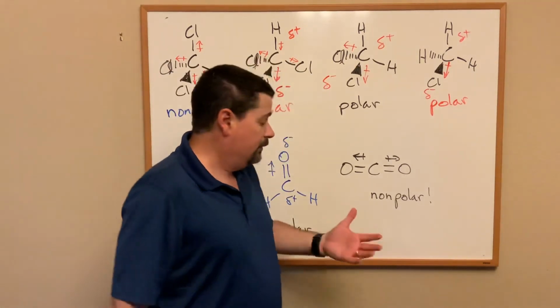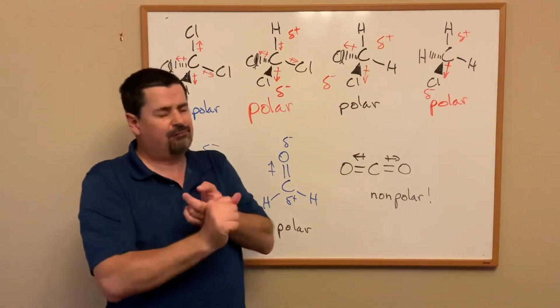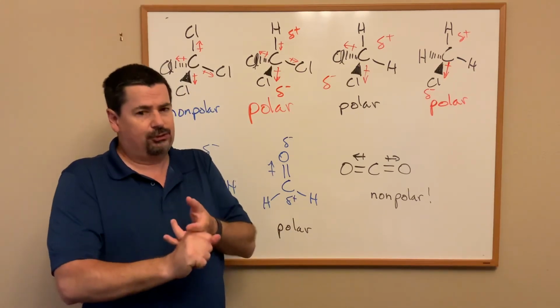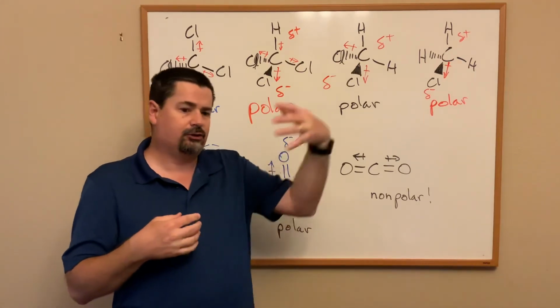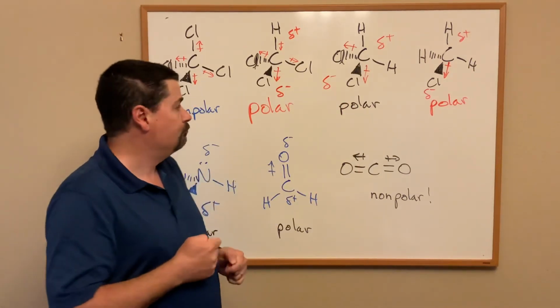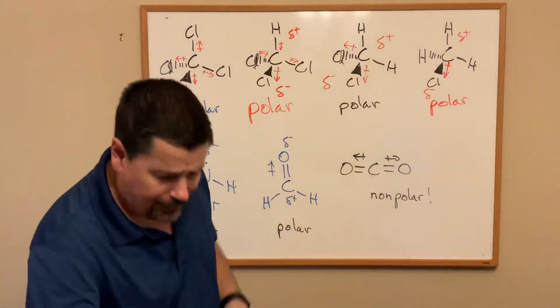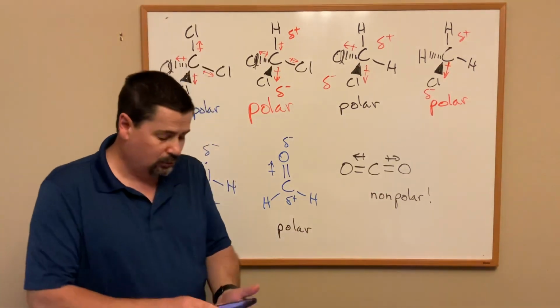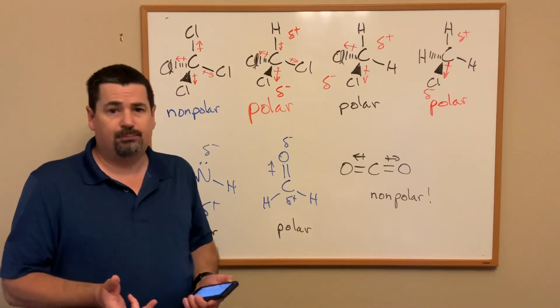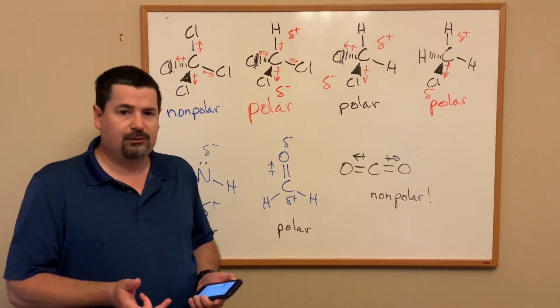Again, there are two things to look for. One is you have to have polar covalent bonds, and you have to have the right geometry so that you have a net pulling of electron density towards one side of the molecule. And that is polarity. So that pretty much wraps up chapter 9, I believe.